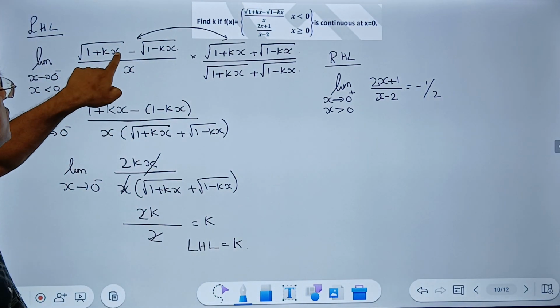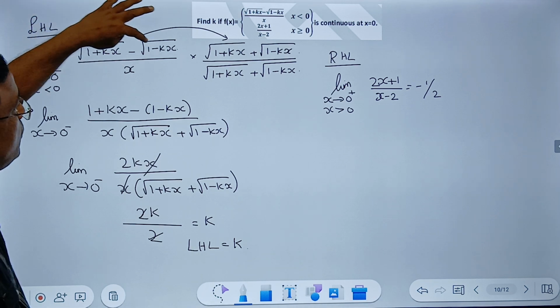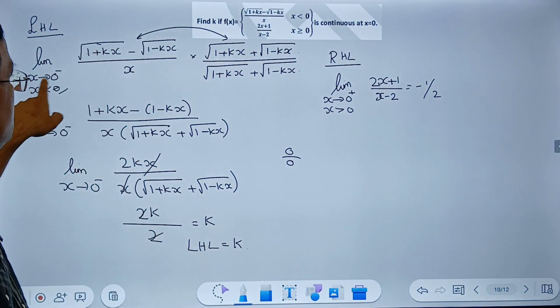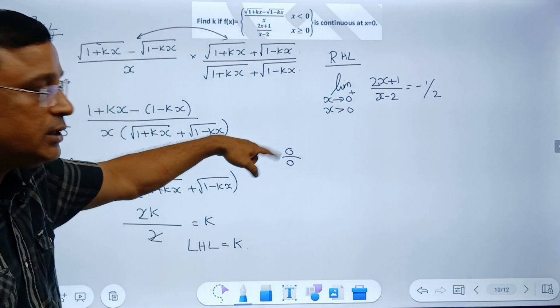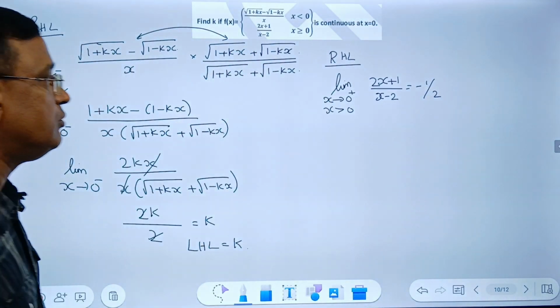When you do direct substitution here, you will get 1 on the numerator. Here also 1. 1 minus 1 is 0. Denominator also 0, indeterminate form. That is why I don't do direct substitution here. I do rationalization and I get rid of that 0 by 0. I think all that you have studied in 11th standard, so I'm not going into that.